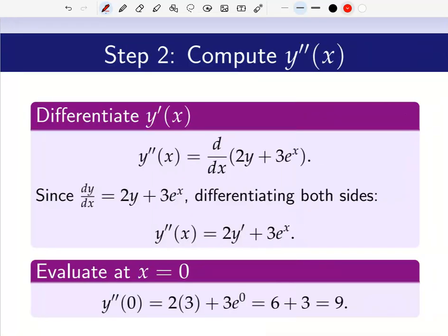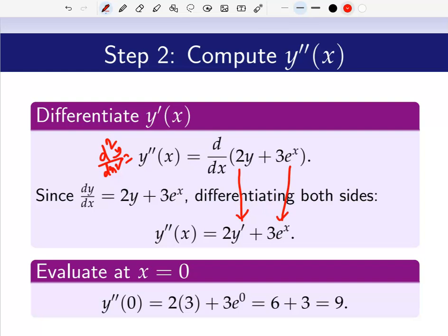Next we have to differentiate with respect to x, so we get y''(x), meaning d²y/dx², which is d/dx of (2y + 3e^x). Since dy/dx is 2y + 3e^x, we differentiate both sides, and we get y''(x) = 2y' + 3e^x.